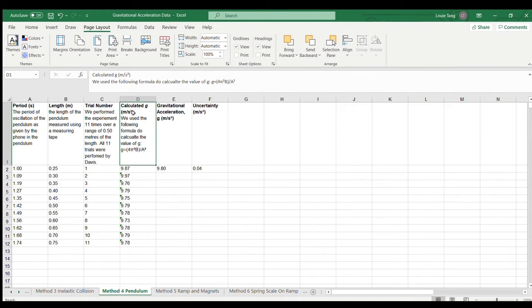The acceleration due to gravity can be calculated using the formula T equals 2 pi square root L over G, which can be rearranged to G equals 4 pi squared L over period squared. The uncertainty was estimated by taking the range of the calculated G values and dividing it by 2 times the square root of the number of trials performed. It is found that the acceleration due to gravity is about 9.8 meters per second squared with the uncertainty of 0.004 meters per second squared.